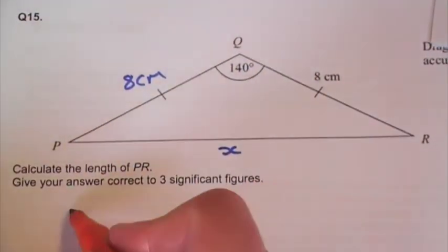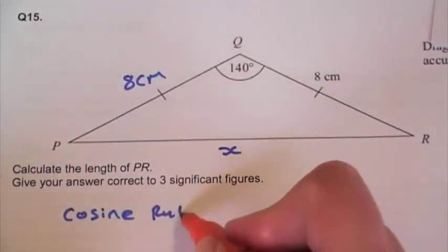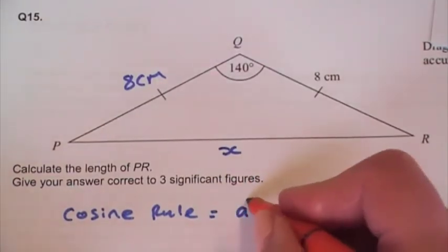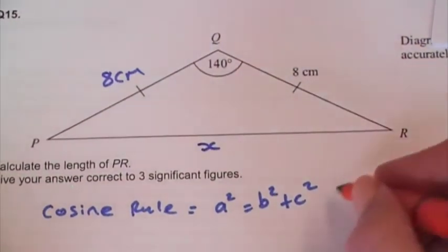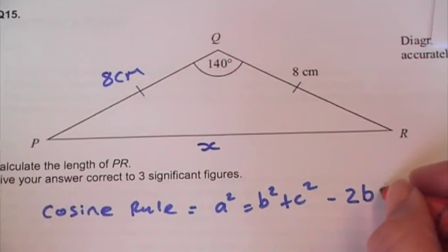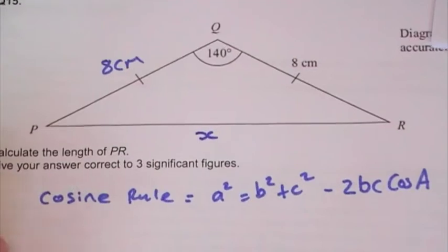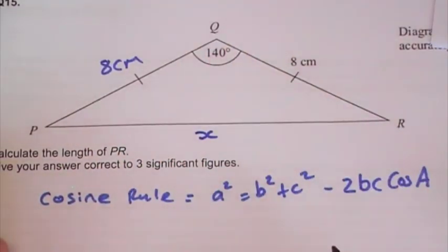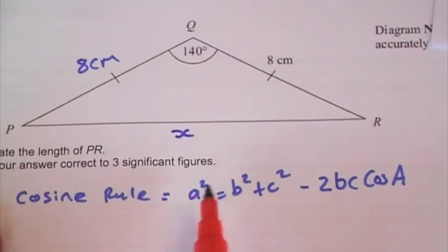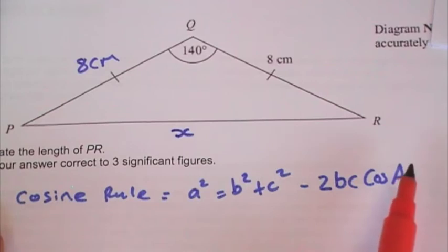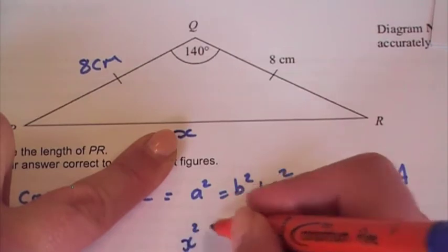That means I need cosine. So I need to use the cosine rule. And the cosine rule states that a squared equals b squared plus c squared, just like Pythagoras. Then you take away 2bc cos a. Now again, it doesn't matter what's a, b and c, just as well, because these are labelled p, q and r. But what does matter is that I'm looking to find the length directly opposite the angle that I know. So instead of a squared, I'm going to say I want x squared.